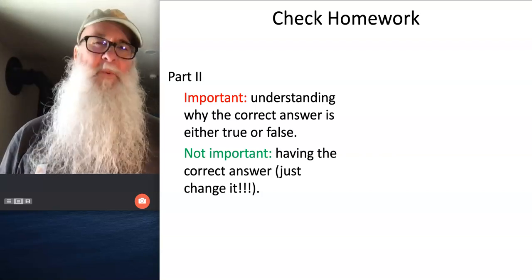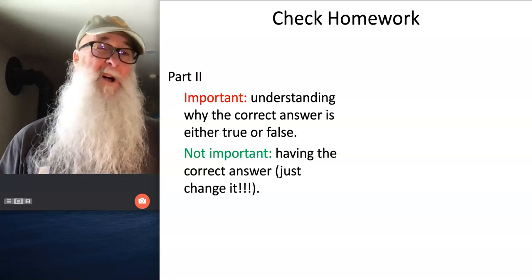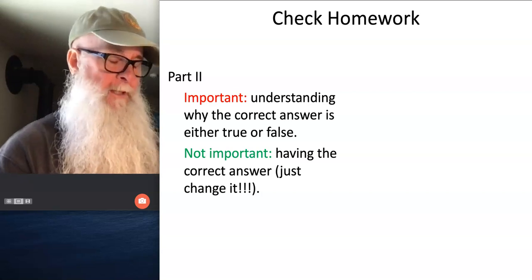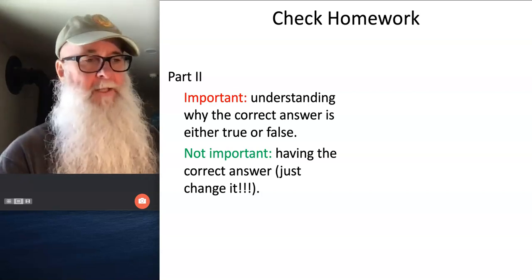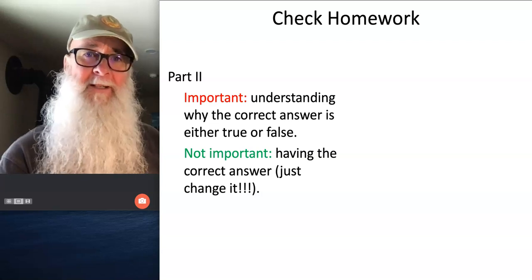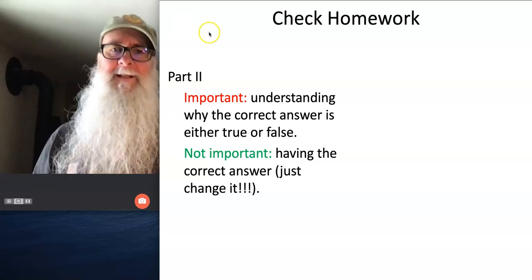Let's look at your work in part 2. What's important here is that you understand why the right answer is the right answer. Okay, so if we go through these and you find that you have the incorrect answer, just scratch that one out and write in the correct answer. But make sure that you understand why the correct answer is what it is. And if you're confused about anything, you just shoot me an email. We'll make sure we get everything cleared up.